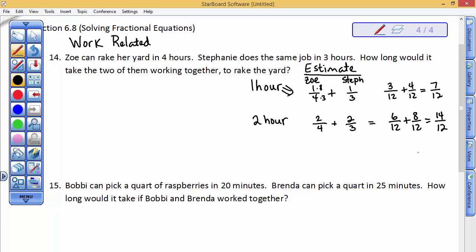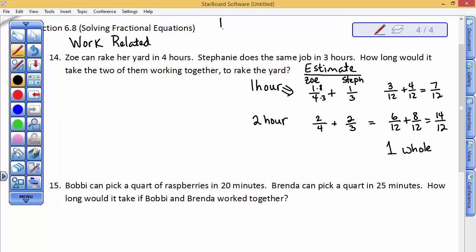Well, they don't need to get 14/12 of the project done, right? They just need to get the whole project done. One whole project done. And I'd like you to look at these fractions and see that in my first estimate, I put the time they worked together, which was 1 hour, and divided it by the time they worked alone, which was 4 hours for Zoe or 3 hours for Stephanie.